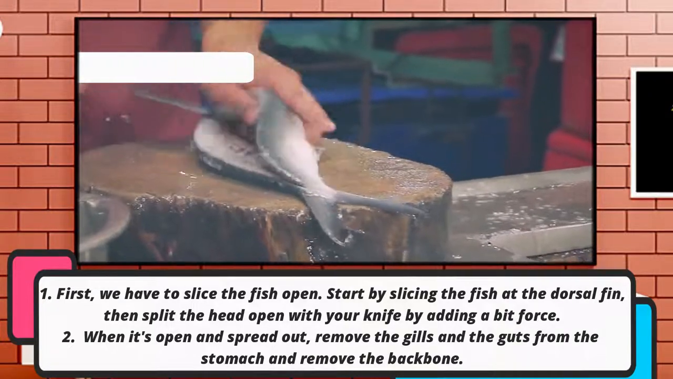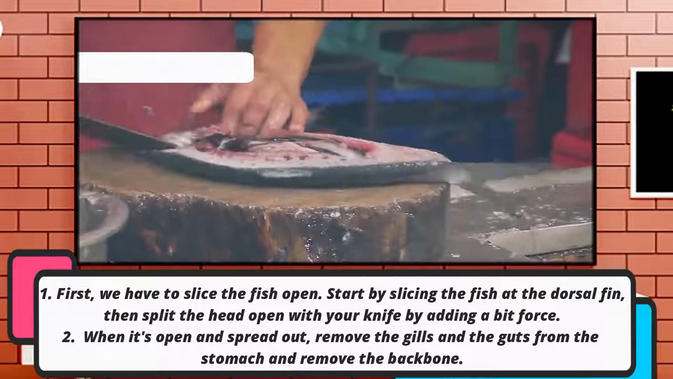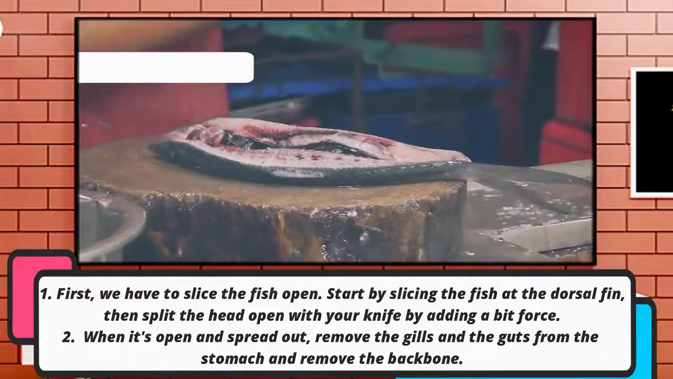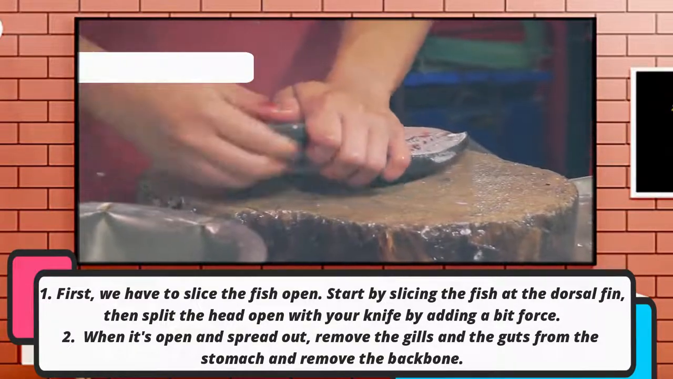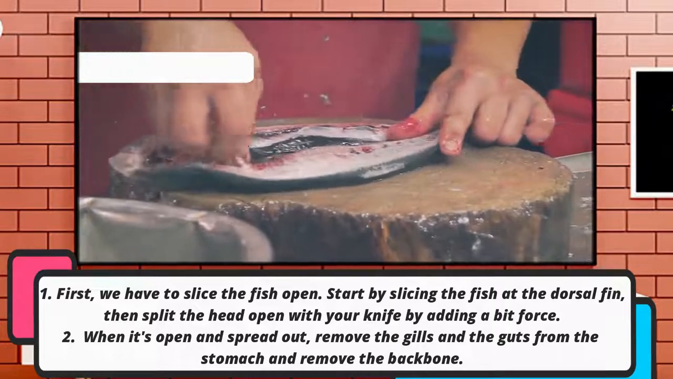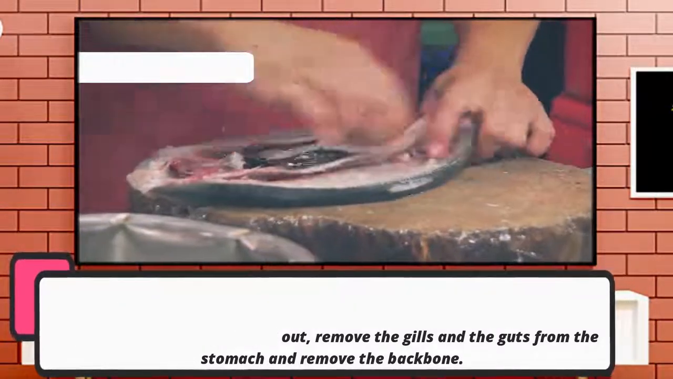Start by slicing the fish at the dorsal fin. Then split the head open with your knife by adding a bit of force. Second, when it's open and spread out, remove the gills and the guts from the stomach and remove the backbone.